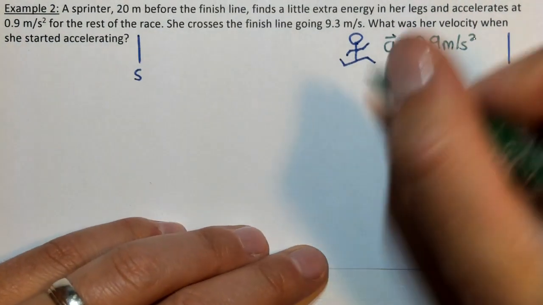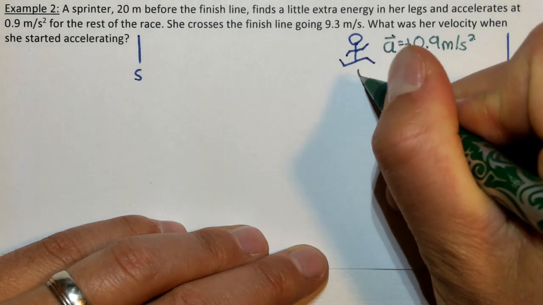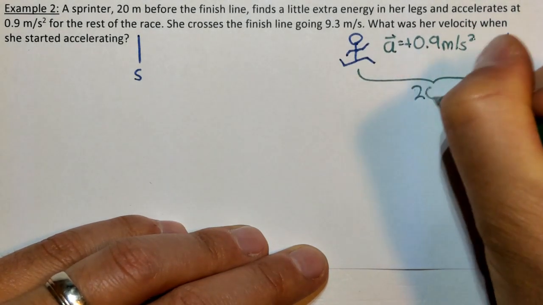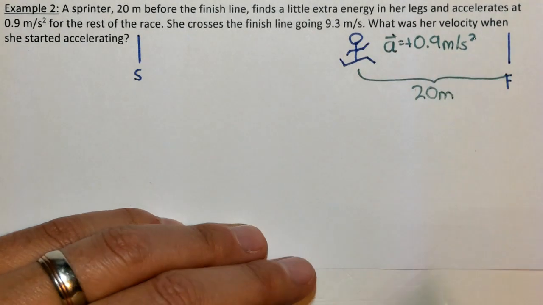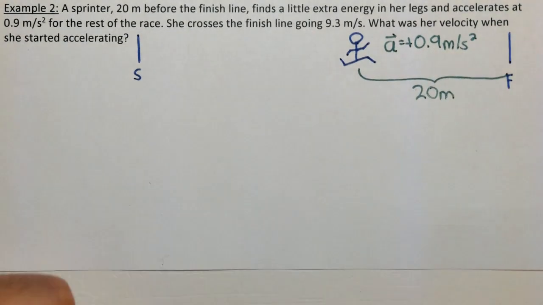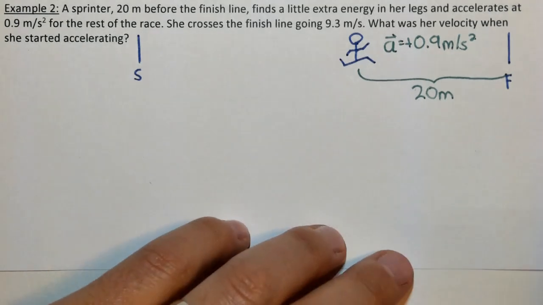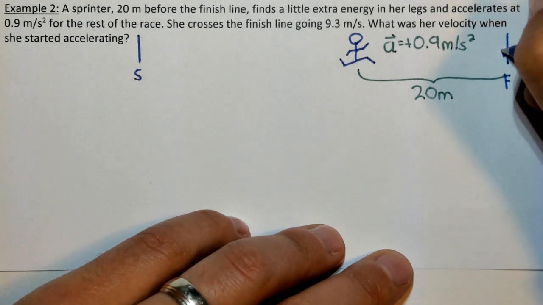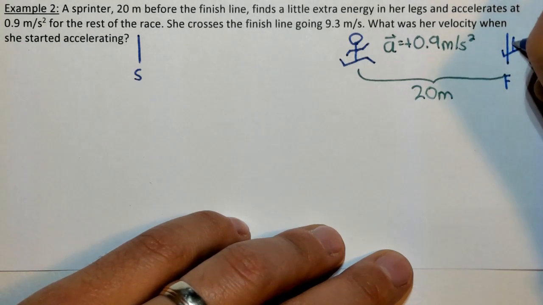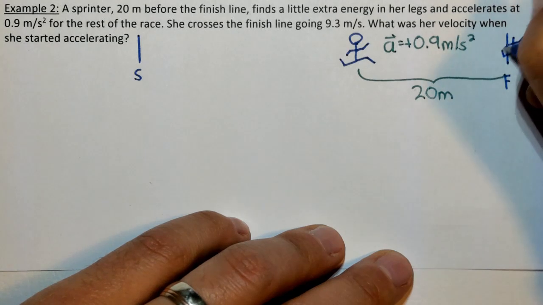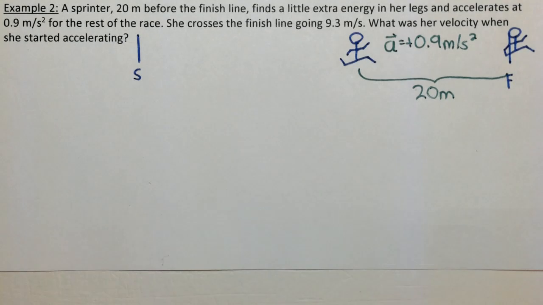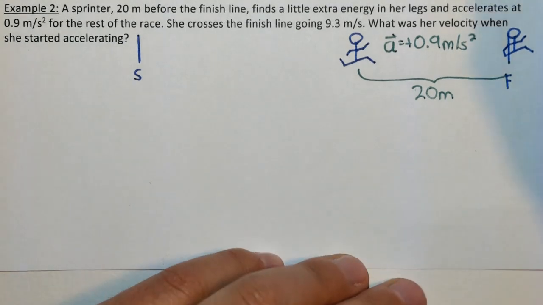And she is 20 meters away from the finish line, so we can kind of draw that in too. And when she gets to the finish line, over here she is. Crossing the finish line. She's moving at 9.3 meters per second.